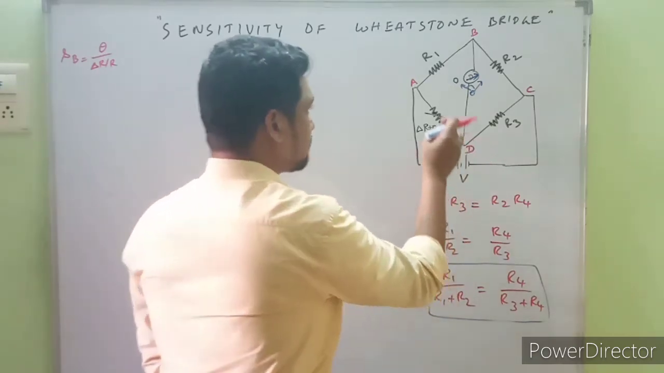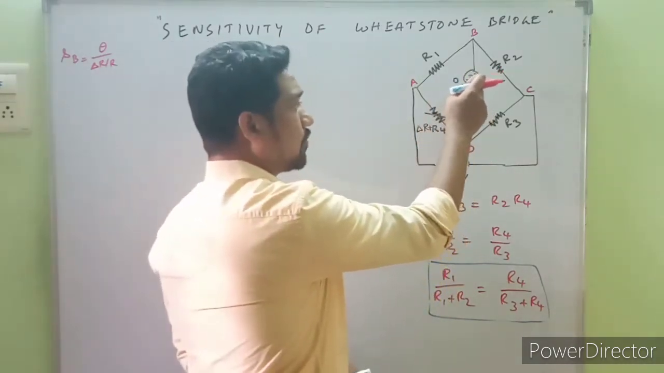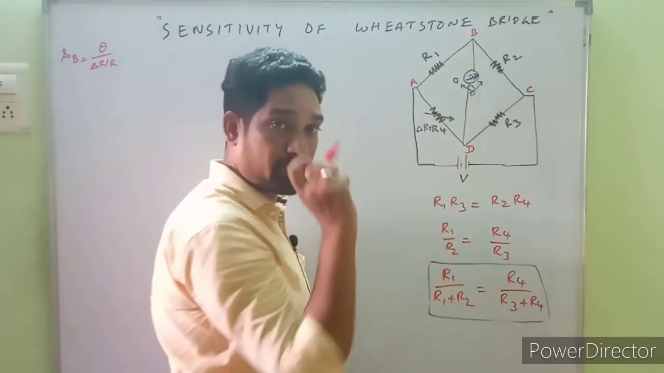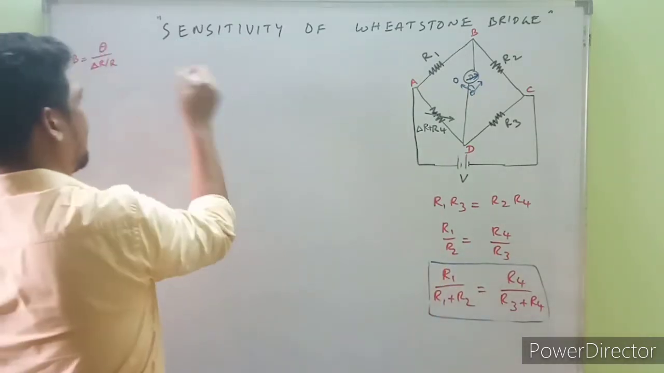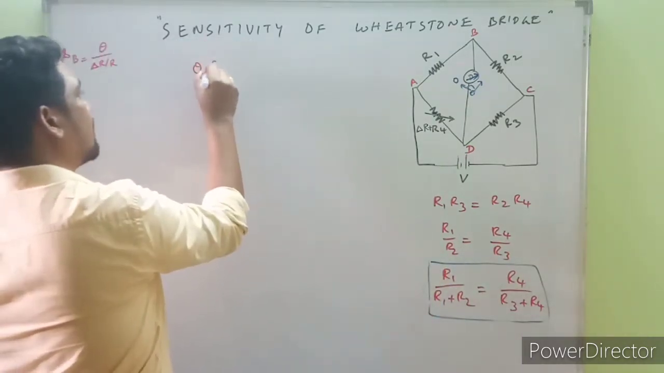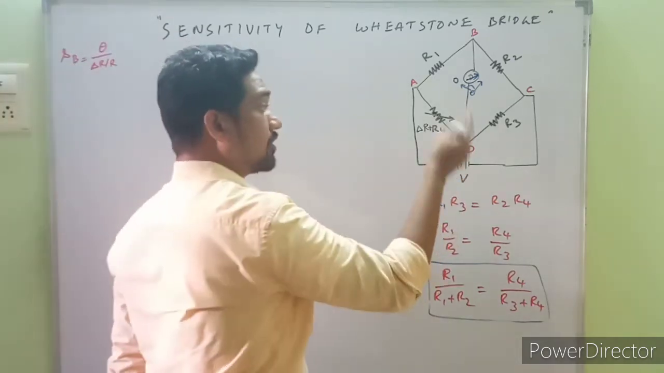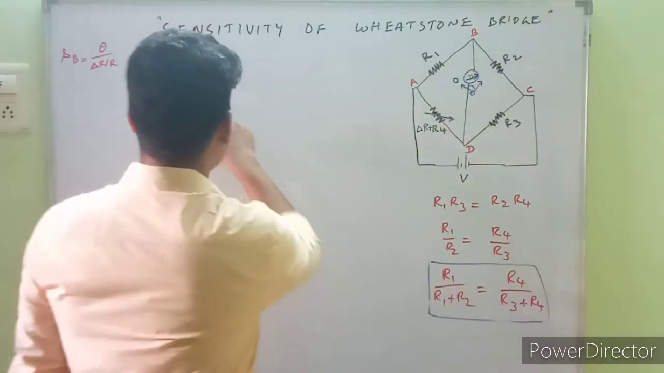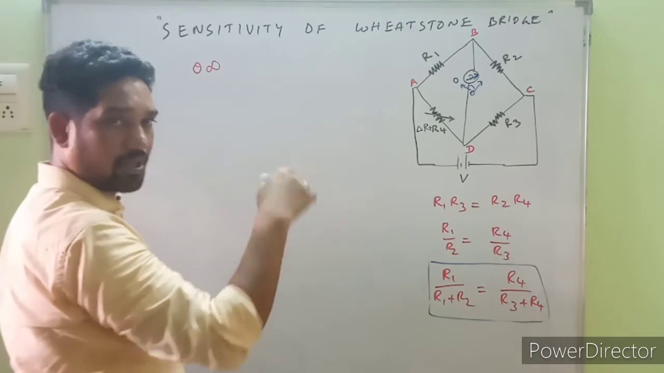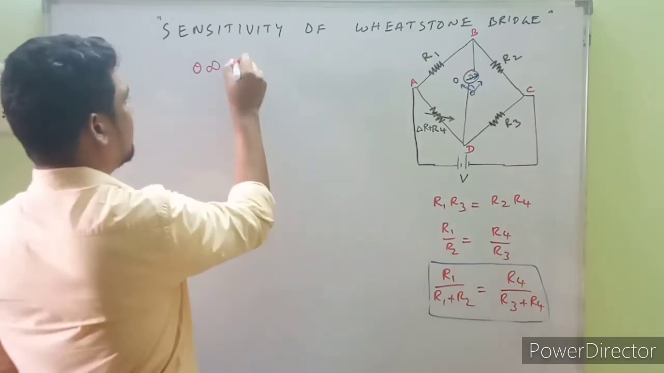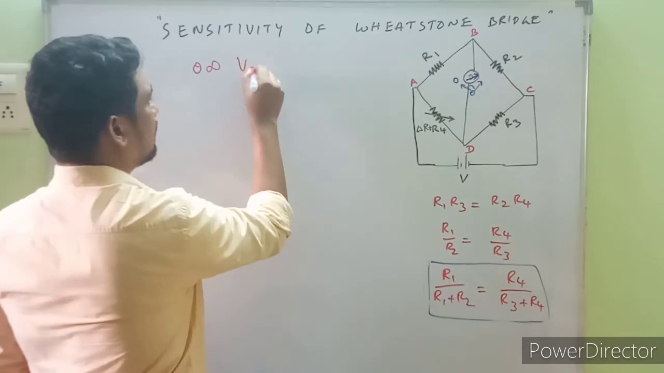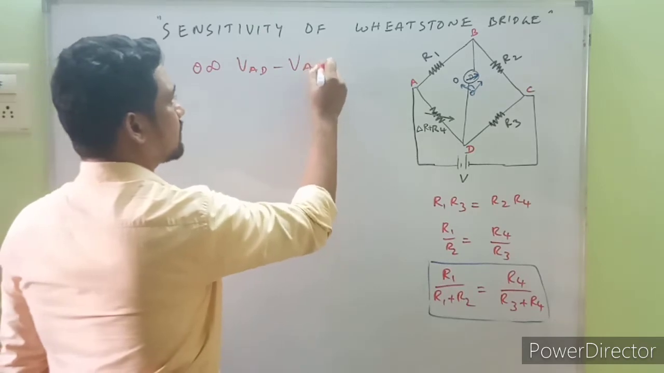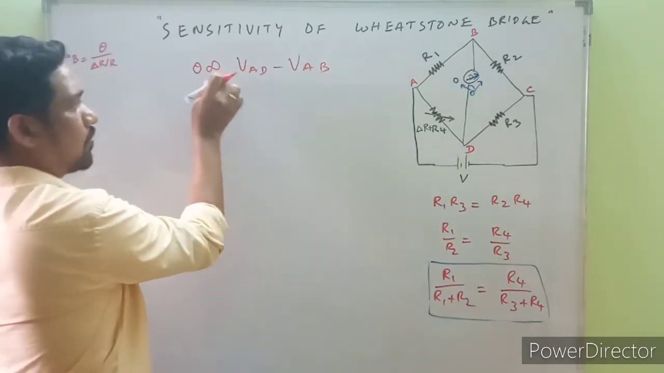Under this condition, the deflection theta is directly proportional to the difference of the voltage drop on either side of the detector. I repeat, theta is directly proportional to the difference in the voltage drop on either side of the detector, right? Writing that as an equation, it is VAD minus VAB. Deflection theta is directly proportional to this.